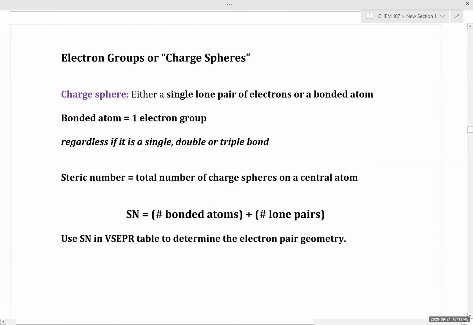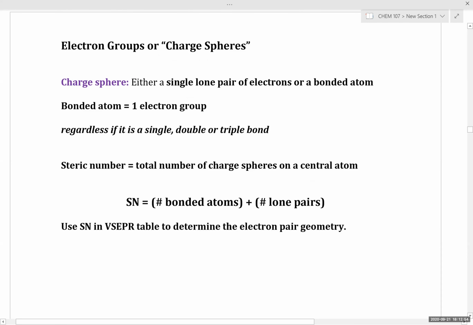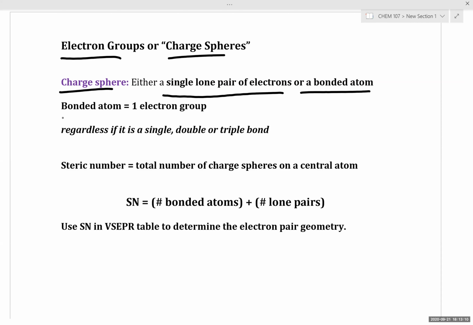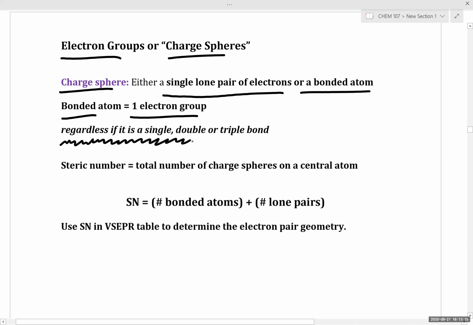So let's talk a little bit about a term that often pops up when we talk about molecular geometry and electron pair geometry. We call this term electron groups or charge spheres. So a charge sphere is a single lone pair of electrons or a bonded atom. Notice I said bonded atom, not bond.